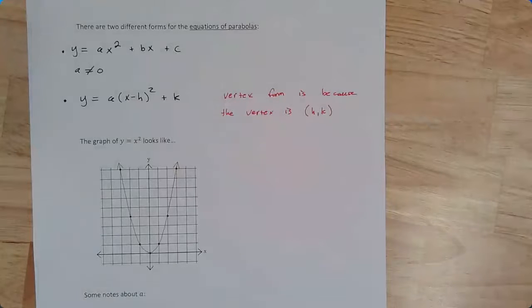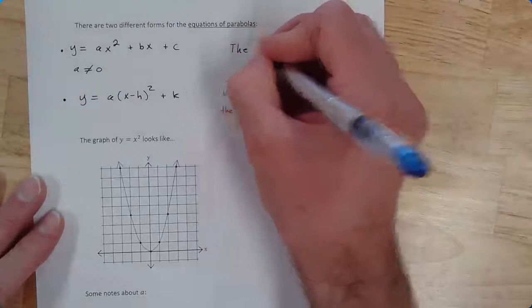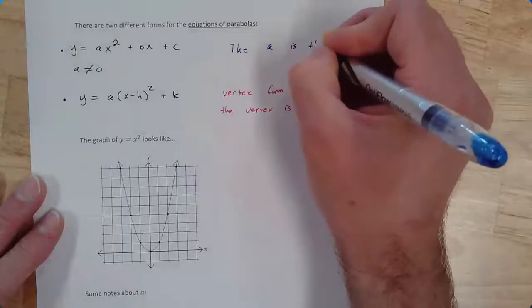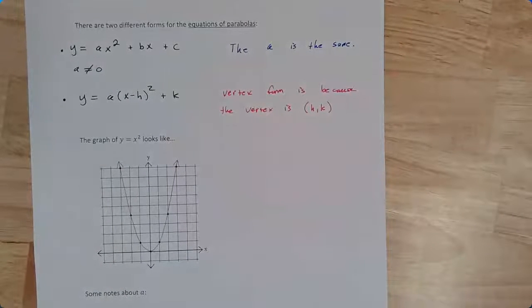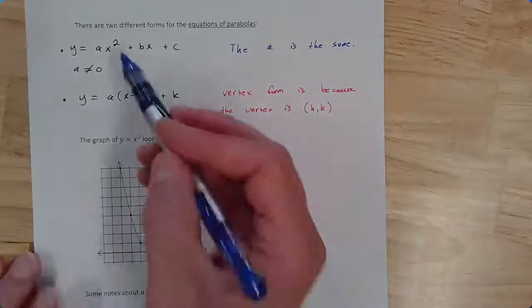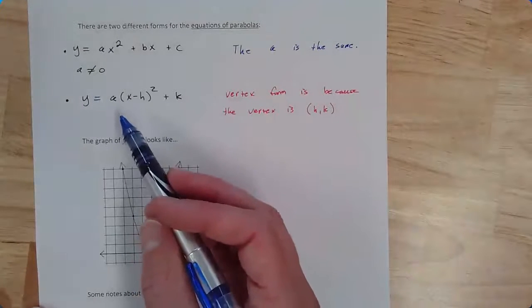But let me say one other thing. For both of these, the a is the same. What I mean is that if you had an equation of a parabola and you wanted to change it from one form to the other, whatever that value of a is would be the same in either way you wrote it. So if a was 2 up here and you rewrote it this way, a would end up being 2 down here. And I think we will see that in a little bit.